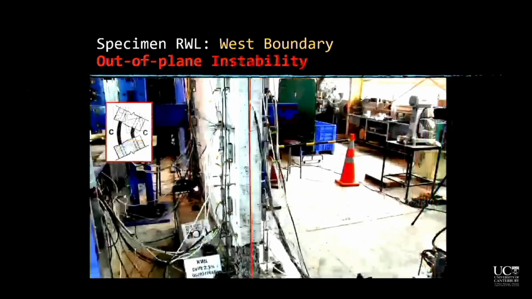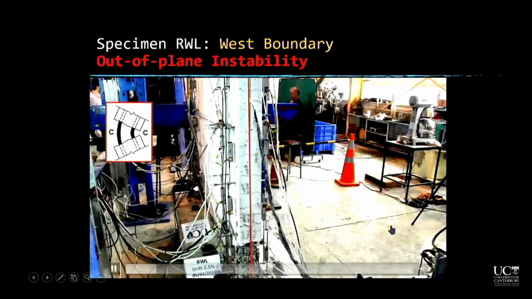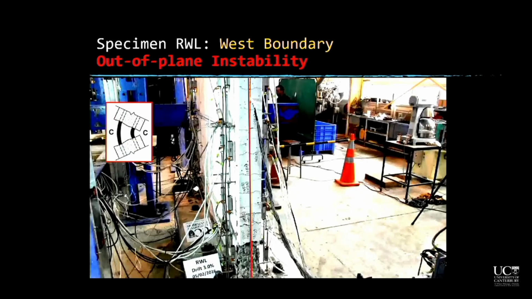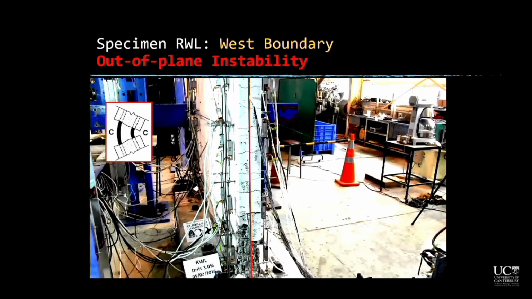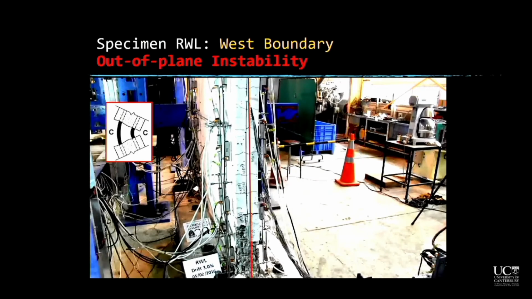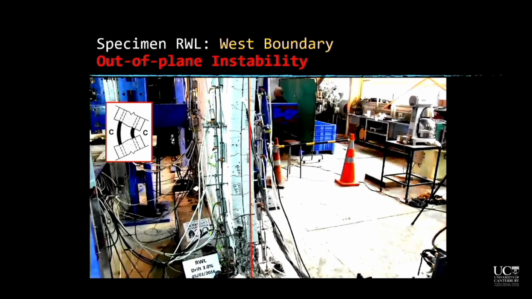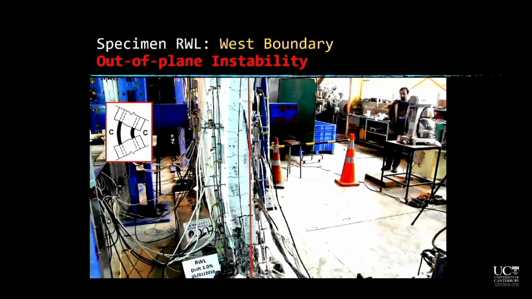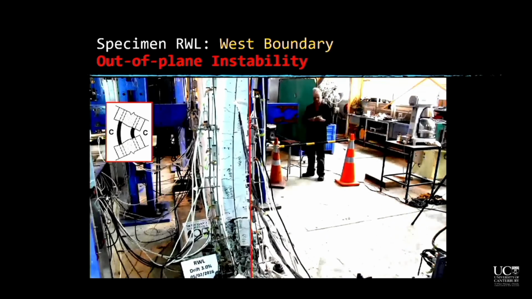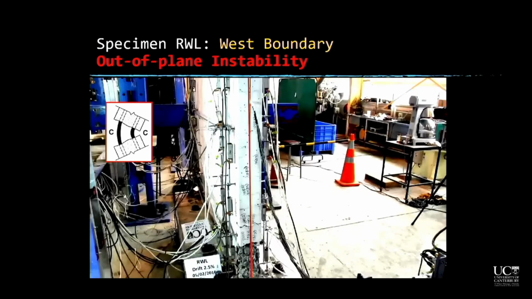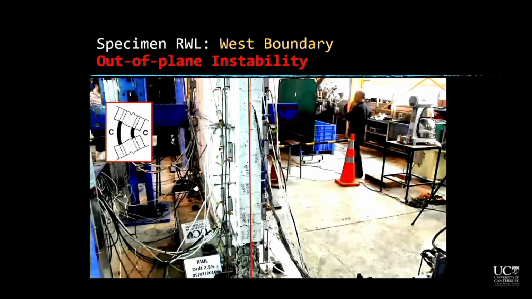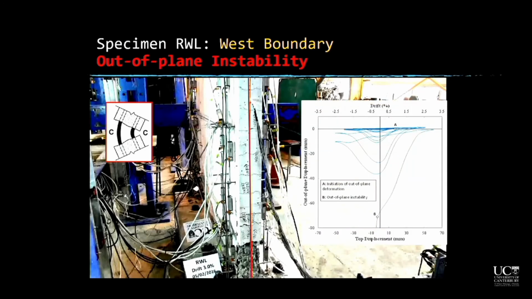And then at a later stage, where larger tensile strains were generated in the boundary regions due to the increased drift level, the out-of-plane deformation started. However, since it had actually exceeded the critical strain, the out-of-plane deformation could not recover and resulted in the global instability of the wall. So as you can see in this case, the out-of-plane deformation was not localized at the base.